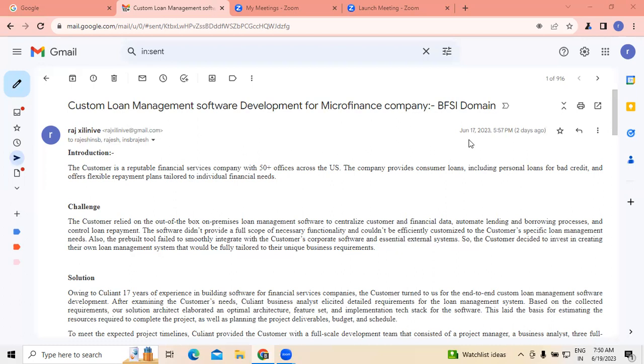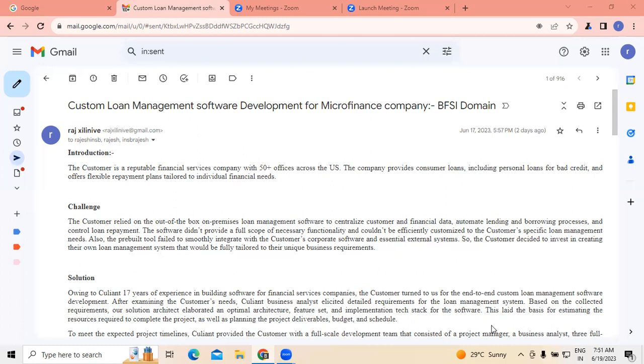To begin with, we need to give an introduction, and it has to be about the customer. Assume that you are a BA on the vendor side, developing the application, say from Quliant. Because you are the vendor, first of all you have to explain your customer. Your customer is in the financial services sector, a microfinance company with offices across the US in different places.